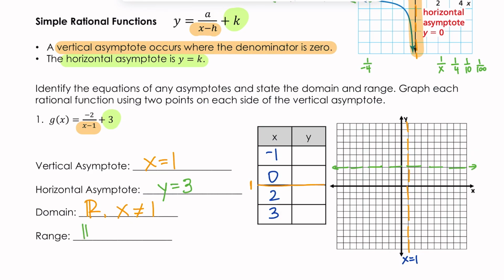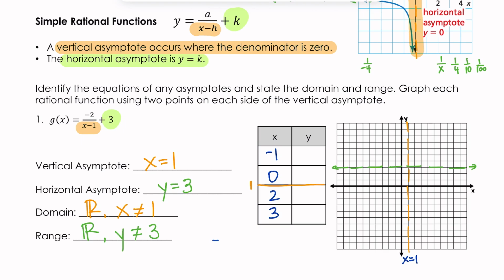And then that also tells us our range is all values except where y is 3. So all real numbers except y cannot be 3. And then to find the actual branches to plot the points of our graph, we need to use these blue values and plug them into our function, our g of x function over there. So plug them in for x.